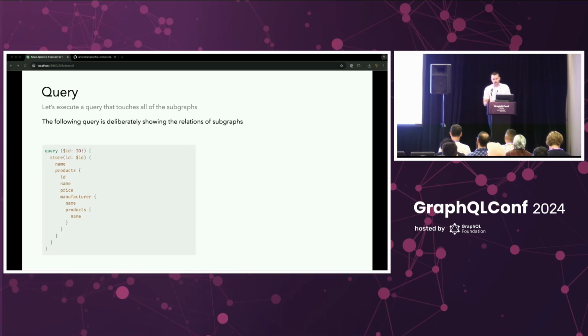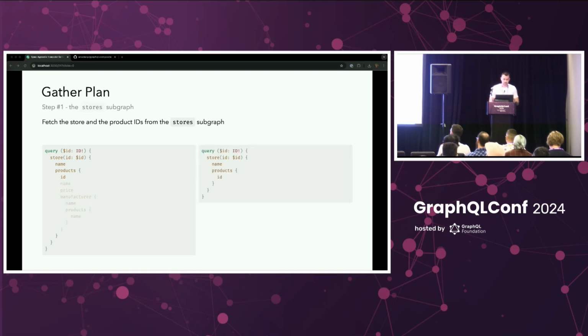Okay, now having built the blueprint, we're ready to execute queries. Let's take this one, for example, a single query that reaches all of the subgraphs and lets us break down to understand better what's happening under the hood. So the first step is actually fetching the store from the stores subgraph. This part of the query that is highlighted here, it's a bit weird, is this query that will go to the stores subgraph.